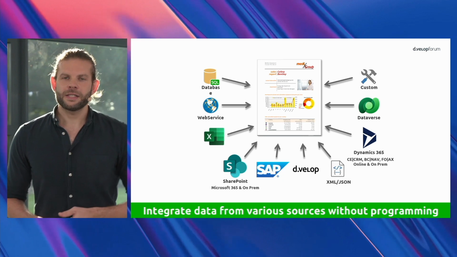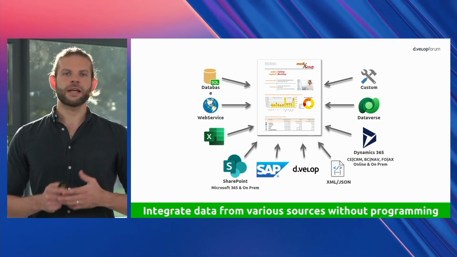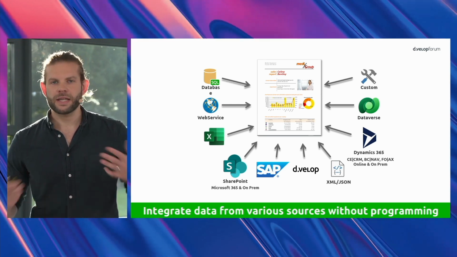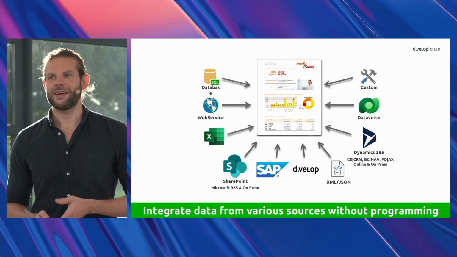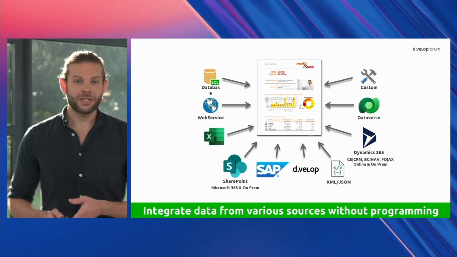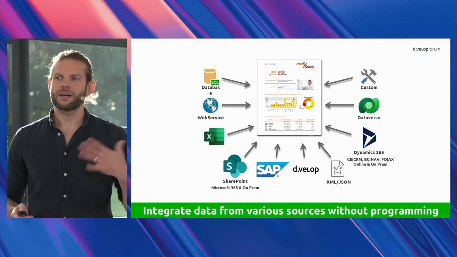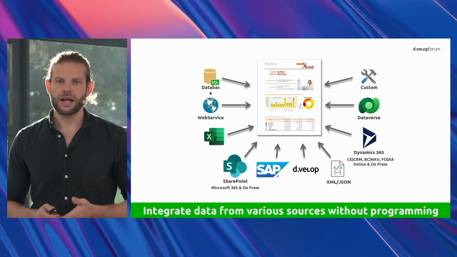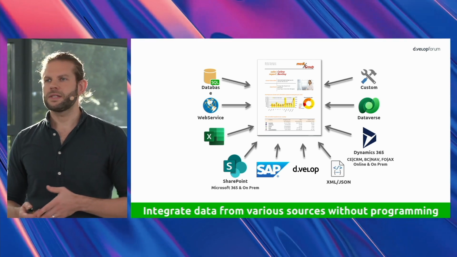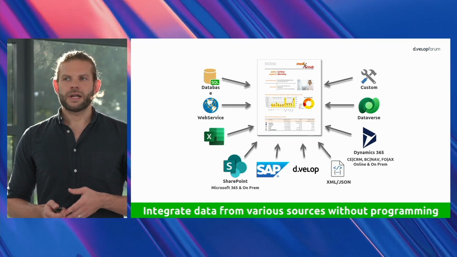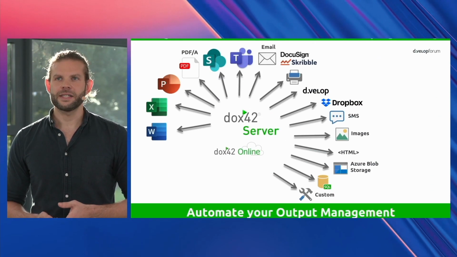And these are the data sources that we can integrate out of the box without any programming at the same time. So all the databases, of course, Excel, as we said before, SharePoint, SAP, d.velop documents, and also D3, of course, XML, JSON. So if you have a system which you don't see here at the moment, you can go with XML JSON more or less on any other system. And then we have the entire Dynamics systems, CE, BC, and FO, for example, and Dataverse, of course. And there's always a custom interface as well. Here's the output.